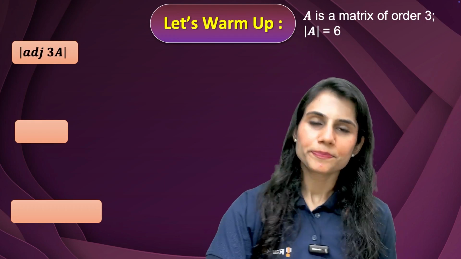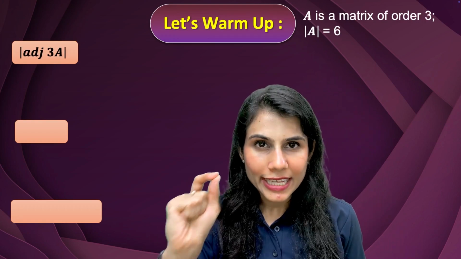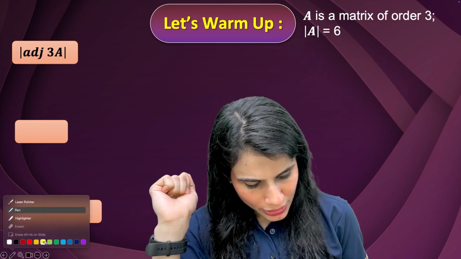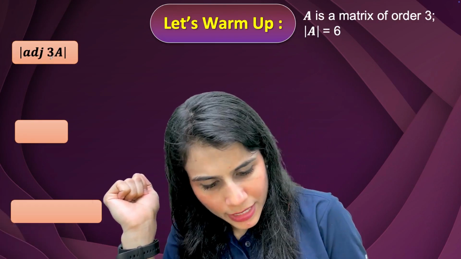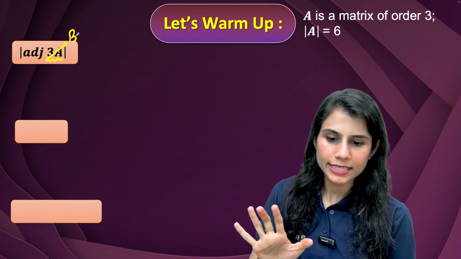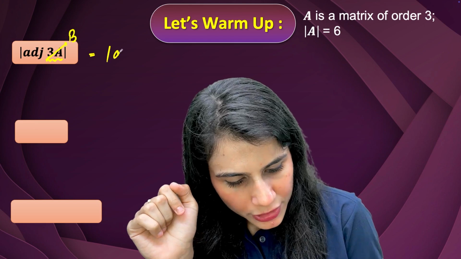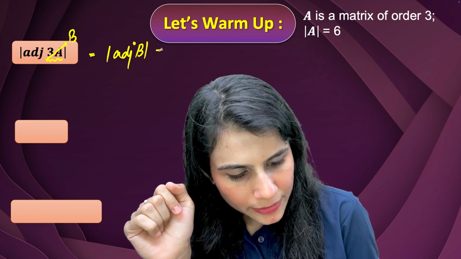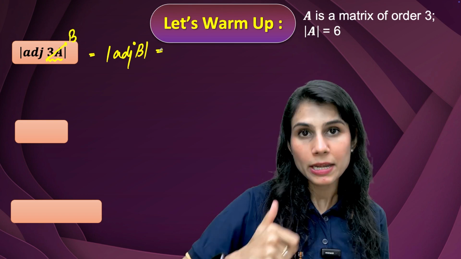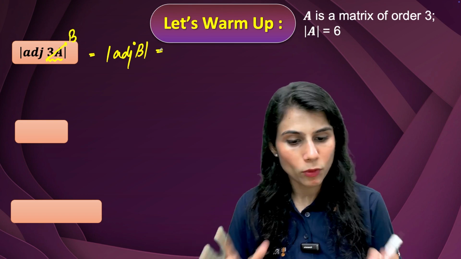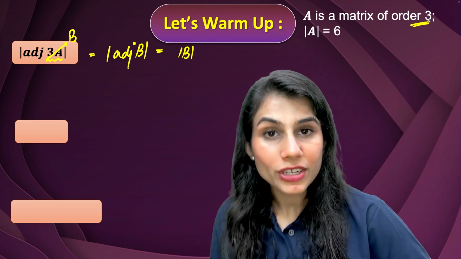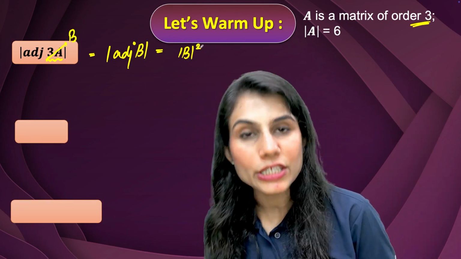The first question: determinant of adjoint of 3A. What are you going to do here? See, super duper simple, people. You can treat 3A as an individual matrix B, let's say. What do you have then? You have determinant of adjoint of B. You have learned the property, determinant of adjoint of A is determinant of A to the power n minus 1. Very important property number 1. So this will be determinant of B to the power n minus 1. Here, the matrix has order 3, so 3 minus 1 is 2.